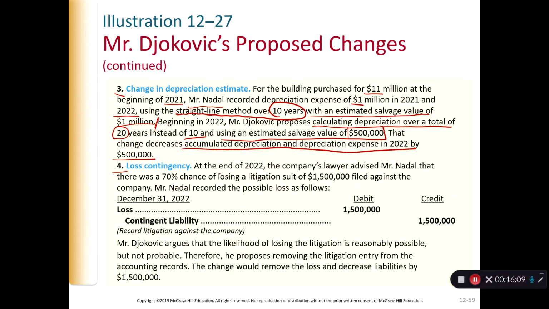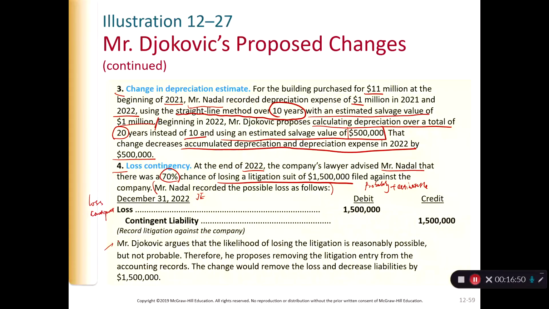The situation is that at the end of 2022, the company's lawyer advised Mr. Nadal that there is a 70% chances they were losing a litigation suit of 1.5 million filed against the company. Mr. Nadal recorded the possible loss as following. He considered 70% chances losing a litigation suit as a probable, right? We said a probable and estimatable is going to be recognized as loss contingent. And we're going to journal entry it by debiting loss and credit loss liability of 1.5 million.